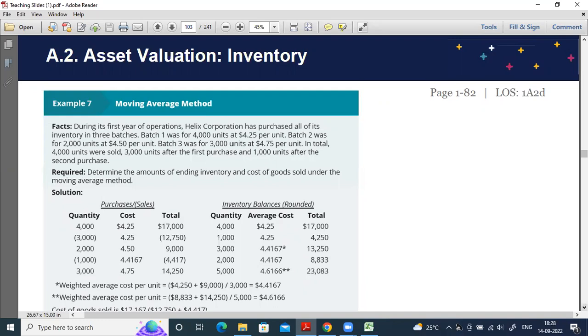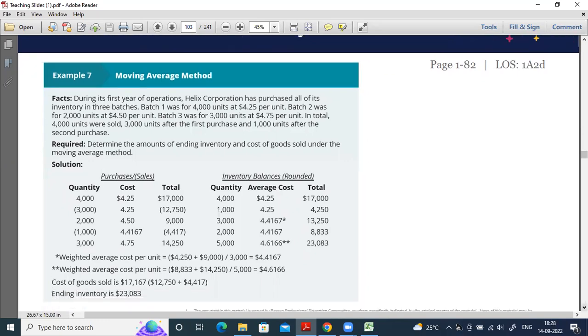Now we try to compute by using the moving average. Very important guys, just try to understand this first. Now this one is purchases, so whatever we are purchasing, and sales, and this is our closing balance. Okay, now first in batch 1 we purchase 4,000 units, so 4,000 cost 4.25, total 17,000. So in our godown also you will have a stock of 4,000 at 4.25 and 17,000.